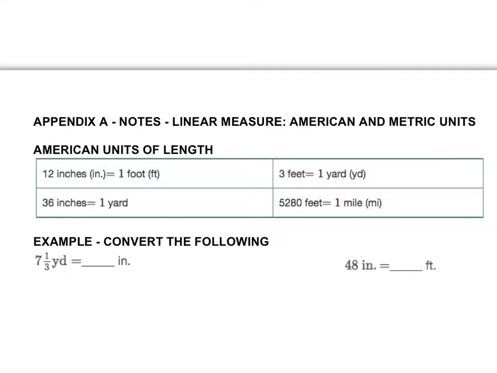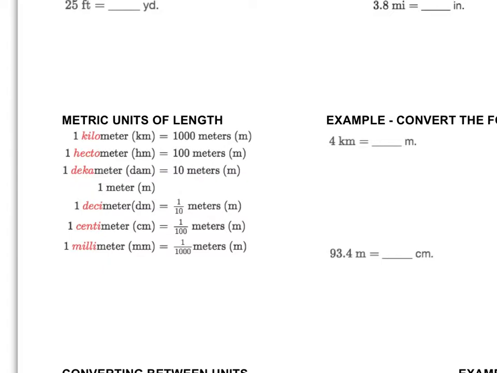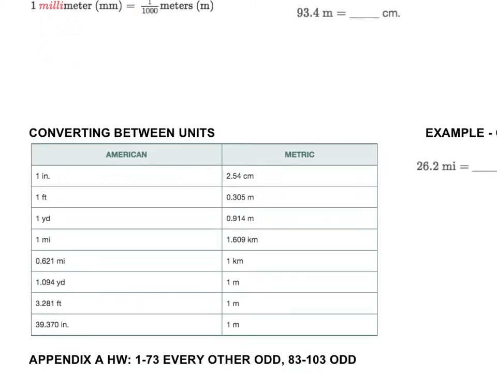The ones we're really going to look at today are, first of all, the American units of length. So that's feet and inches, and yards, and then miles. The other thing we're going to do is convert metric units. Metric units are a lot easier to convert because they're on a base 10 scale, and we'll talk about what that means. Then we'll be able to convert in between units.